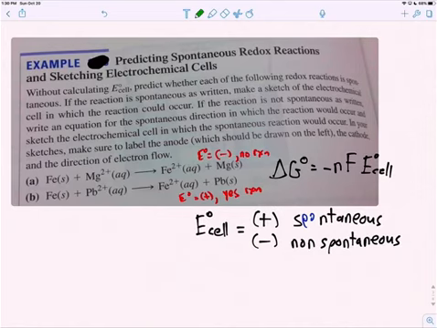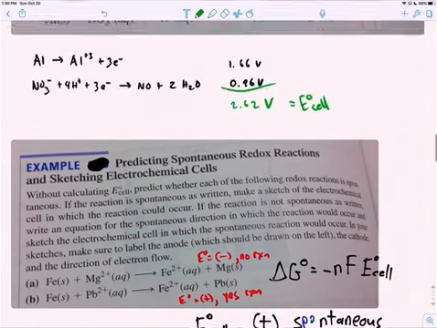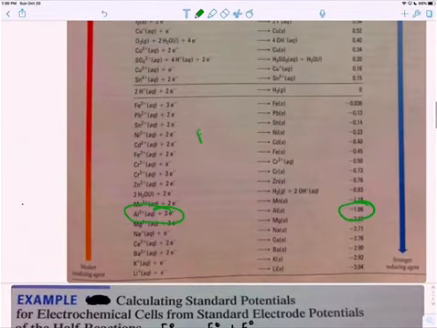And let's look at these. So iron and magnesium 2+. So we have iron and magnesium 2+. And I have to delete these.